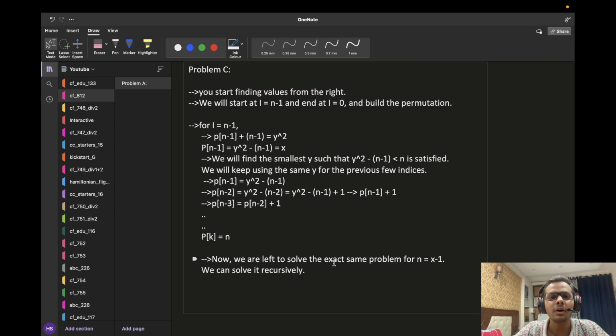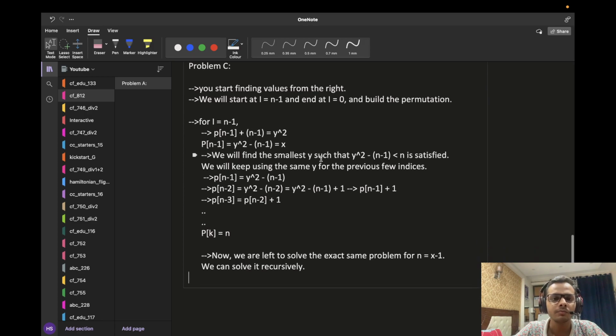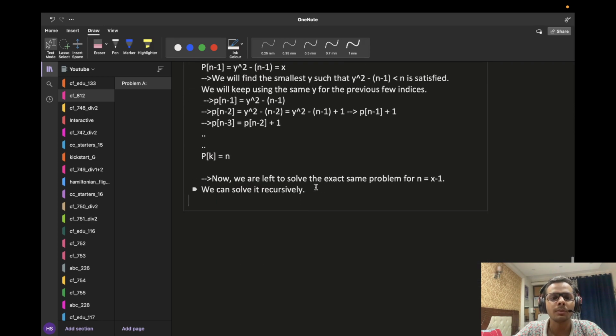So if you want to have a look at the code, then I would recommend just have a look at the editorial's code. It's pretty simple to understand, and it uses the same solution which I have told you. So yeah, this completes the solution to problem C.